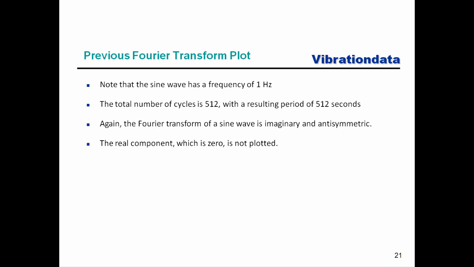So let's see, I kind of covered this one already. In this case, the sine function from the previous plot had a frequency of 1 hertz. The total number of cycles is 512 with a resulting period of 512 seconds. Again, the Fourier transform of a sine wave with 0 phase is purely imaginary. It's also anti-symmetric, and the real component, which was 0, was not plotted.